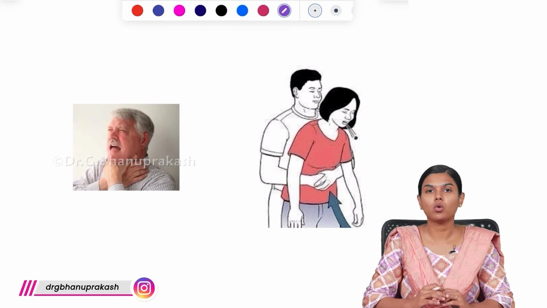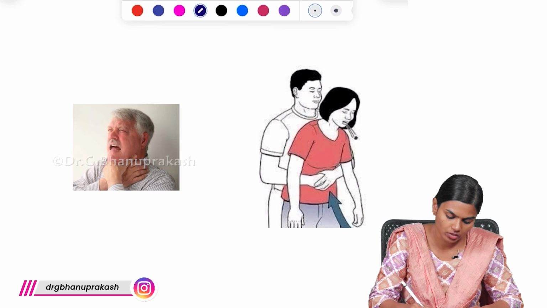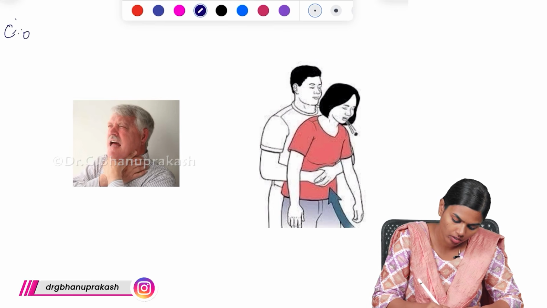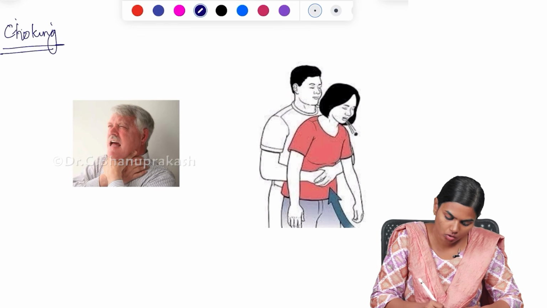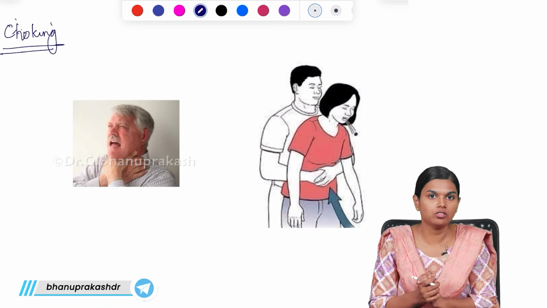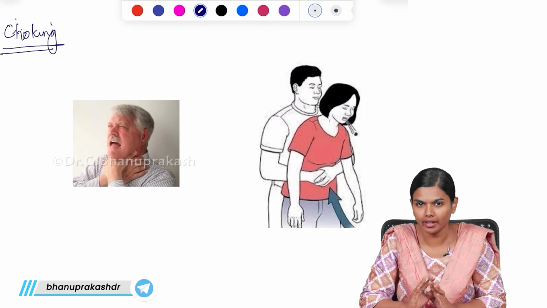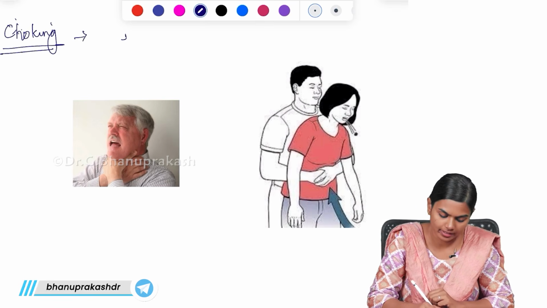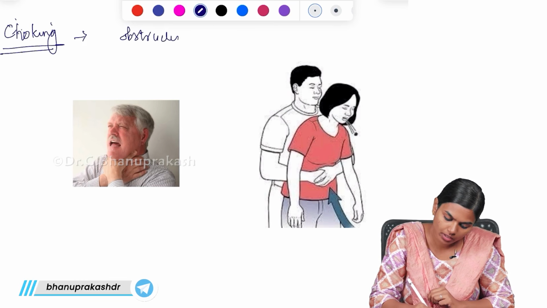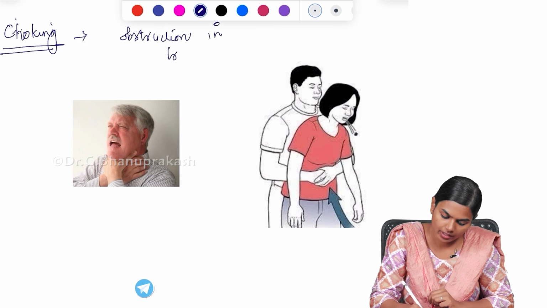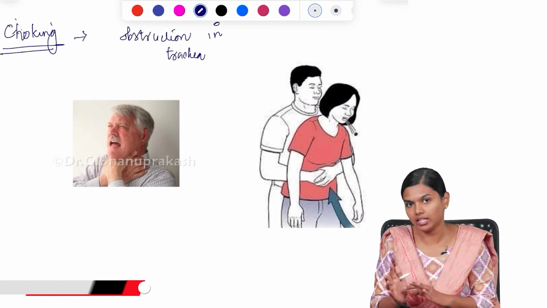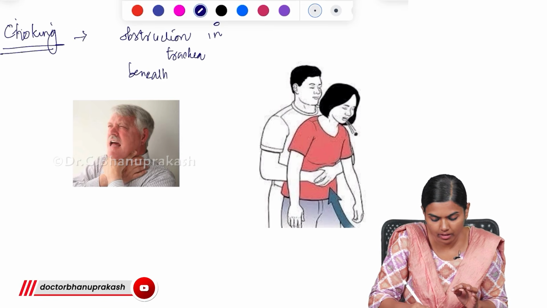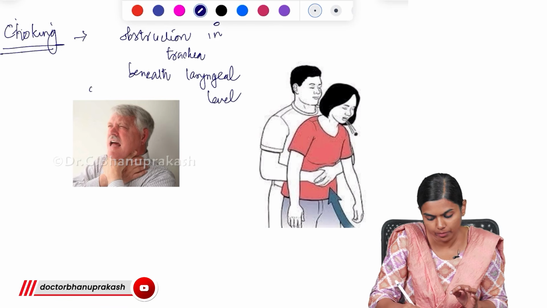Apart from that, there is one more thing that we have to know in suffocation that is kind of important, that is choking. Here also the mechanism is kind of similar to gagging, but the thing here is that the obstruction will be at the tracheal level, beneath the larynx, beneath the laryngeal level.